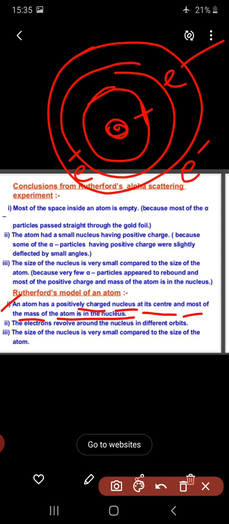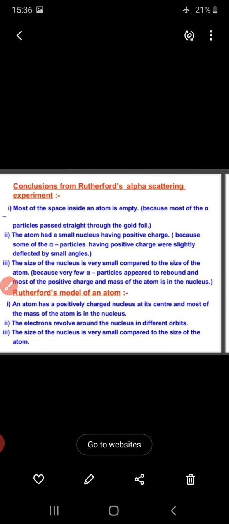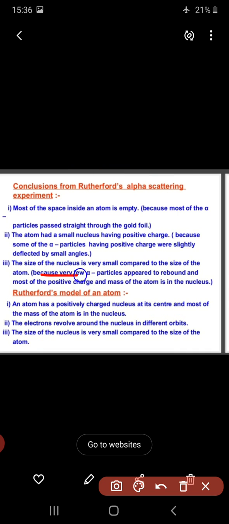Okay, the size of the nucleus is very small as compared to the size of the atom. Yes, this point is correct. The size of the nucleus is very small as compared to the size of the atom. Why is this happening? Because most of the alpha particles rebound. That's why the size of the nucleus is small as compared to the size of the atom.